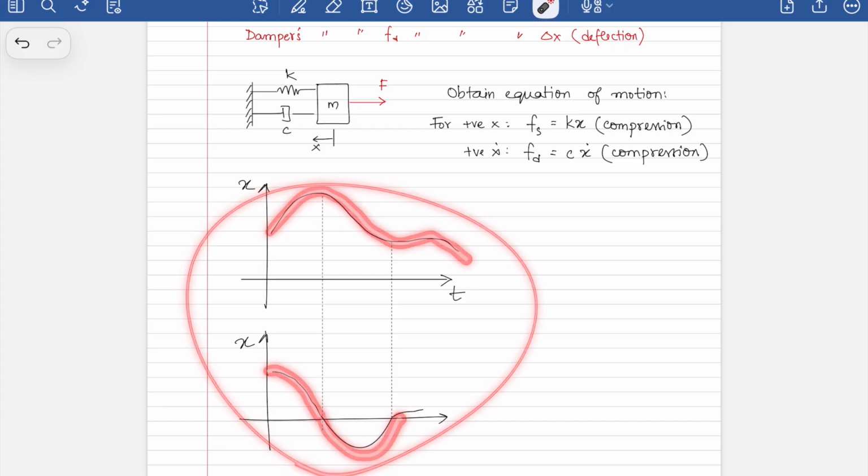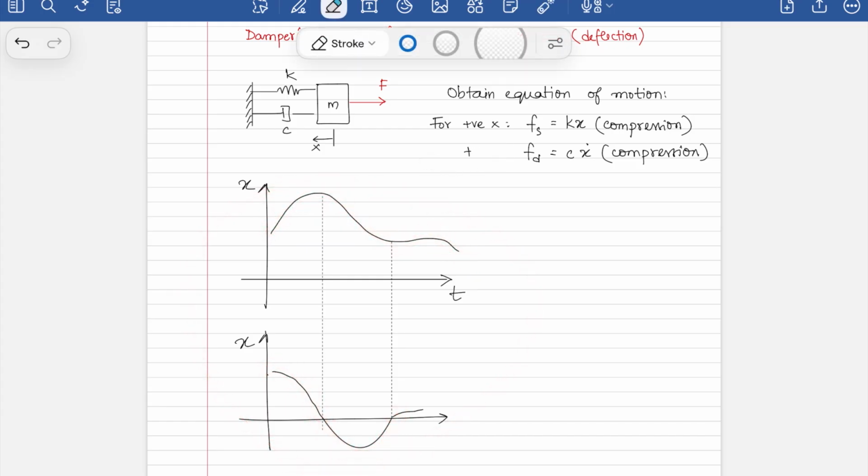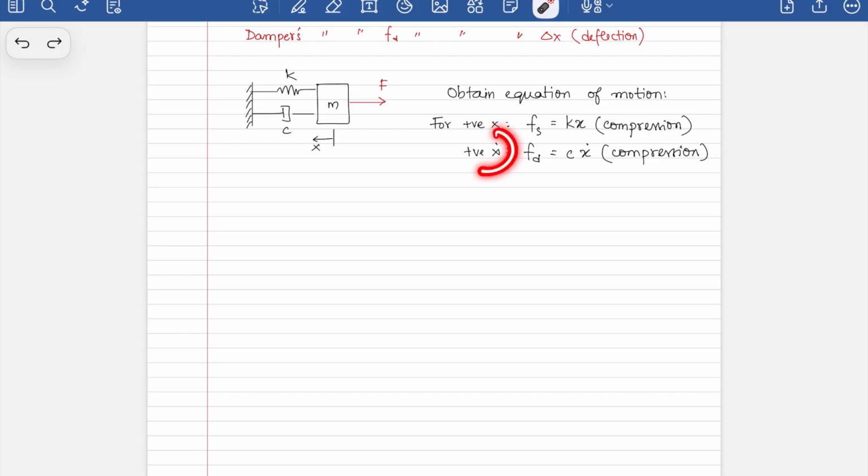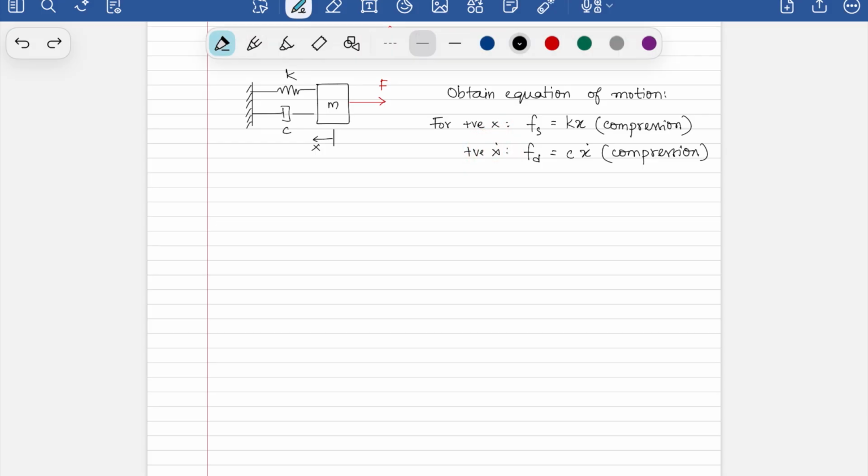So it is possible. But if you're writing your definition for your assumed positive x dot, then for that assumption, this will be maintained. All I'm trying to say is that these are independent assumptions, and you have to write them out separately. It's not guaranteed that if x is positive, then x dot would also be positive. It could be negative, as we just saw. So for positive x, you have this. For positive x dot, you have this FD.